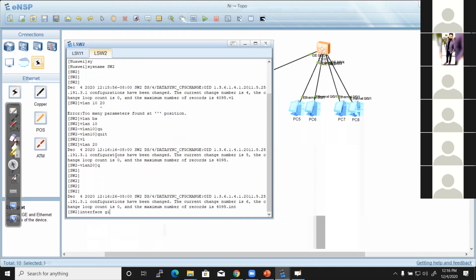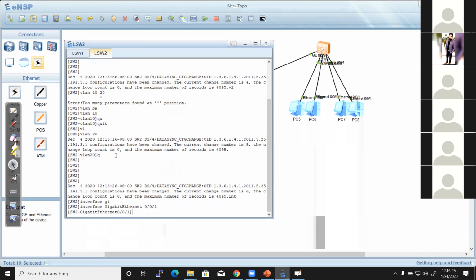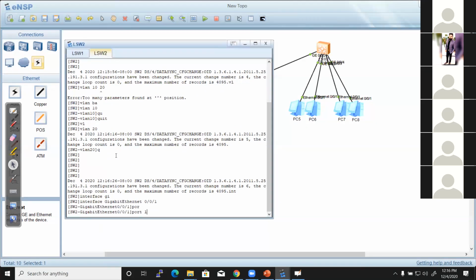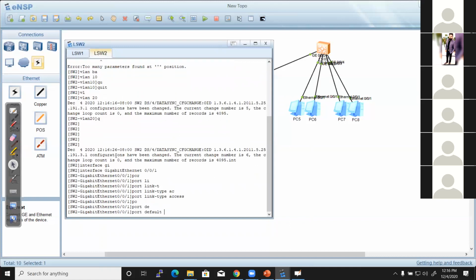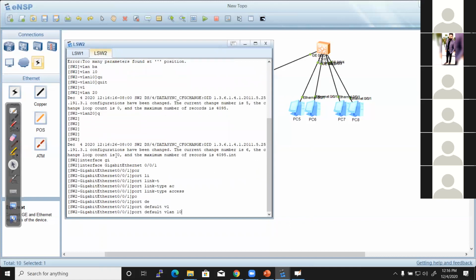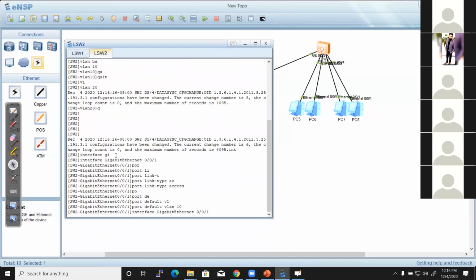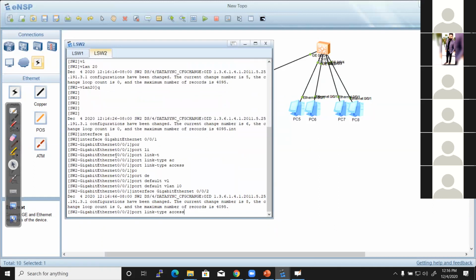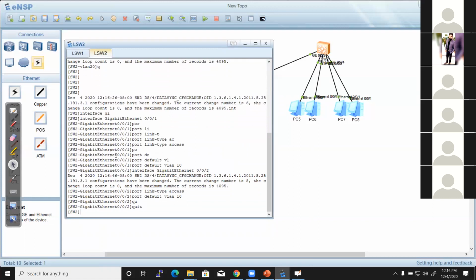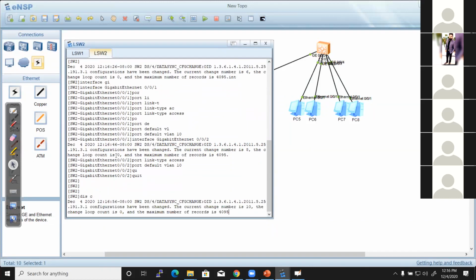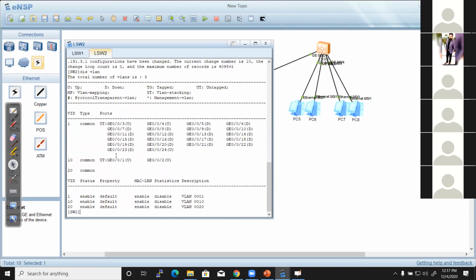So we will jump into interface 0/0/1, and you need to set this link type as access, and you need to map this interface with VLAN 10, and also you need to map the second interface with the same VLAN. Okay, I have done it. So let me show you quickly. Display VLAN. I'm doing the same configurations which we have done a few minutes ago. So you can see the VLAN 10, and I have mapped 1 and 2 with VLAN 10.